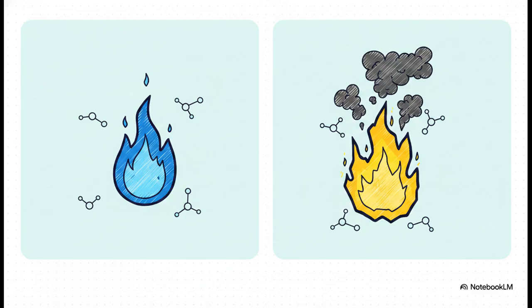But on the flip side, unsaturated compounds have a much higher proportion of carbon. Because of this, oxygen actually struggles to burn it all completely, so it leaves behind these unburnt carbon particles that glow, giving off a yellow, super sooty flame.